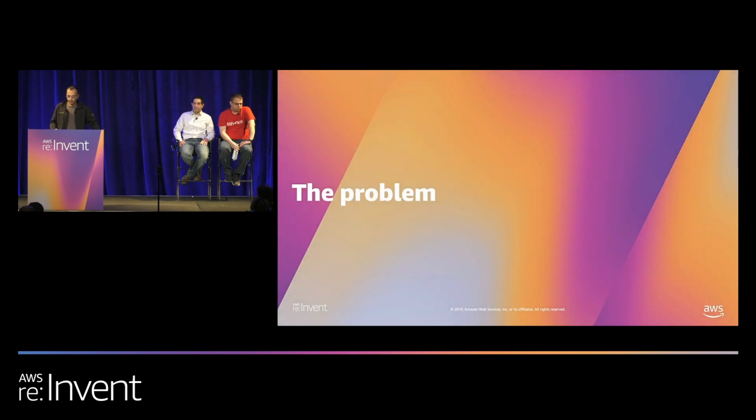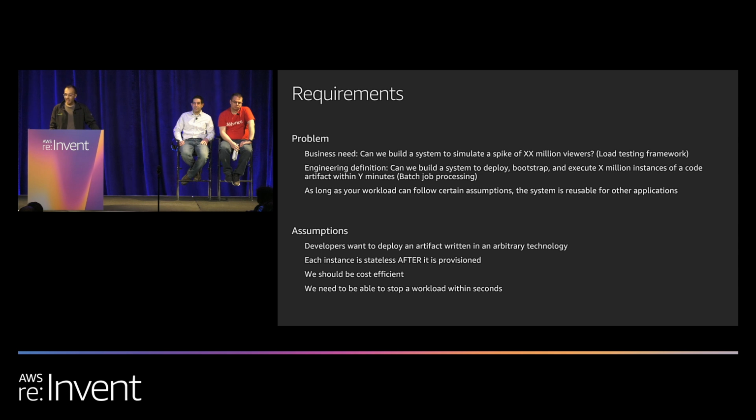So let's talk a bit more about the exact problem we were trying to solve when we built this system. One day, our business came to us and they said, hey, we know that live TV is spiky. Can you build a system to simulate a spike of X million viewers with a click of a button? Essentially, they asked us to give them a load testing framework so we could simulate things like the Super Bowl happening every week instead of waiting once per year.